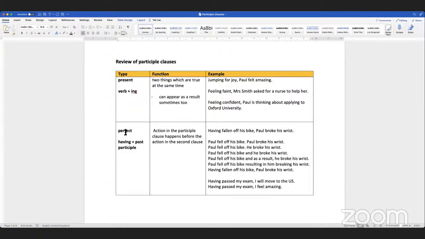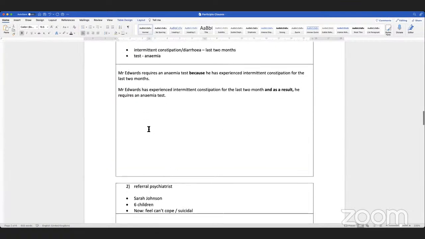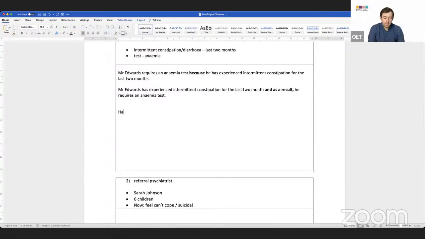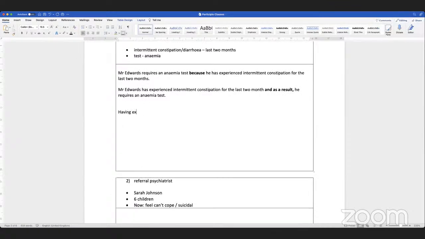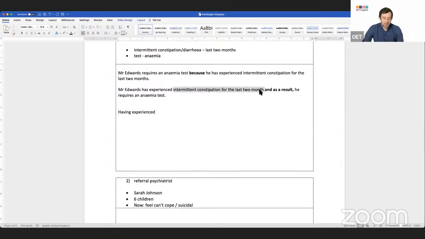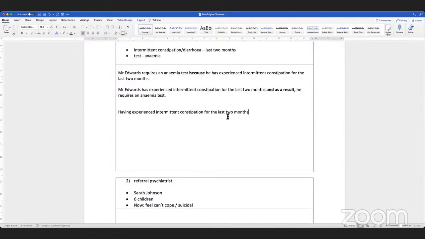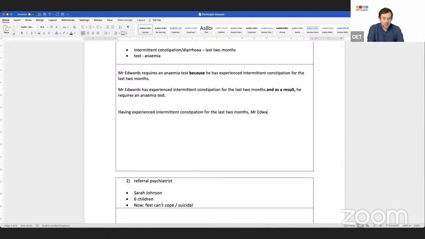Perfect. The perfect participle. He has been... So, having experienced intermittent constipation for the last 2 months, that's what we can put. I think that should have an S, shouldn't it? Sorry, last 2 months. Comma, Mr. Edwards requires an anemia test.